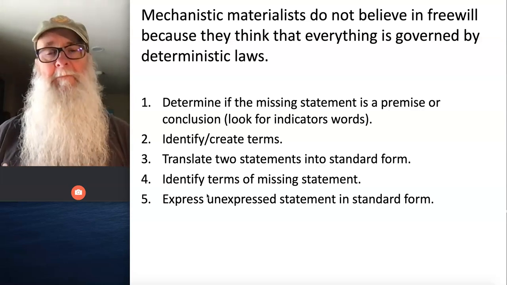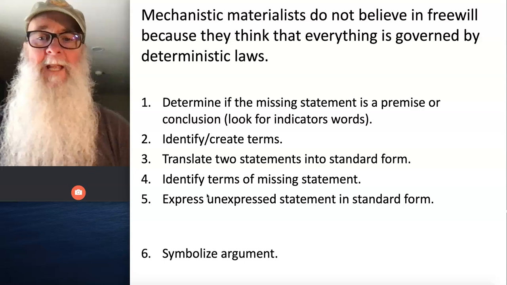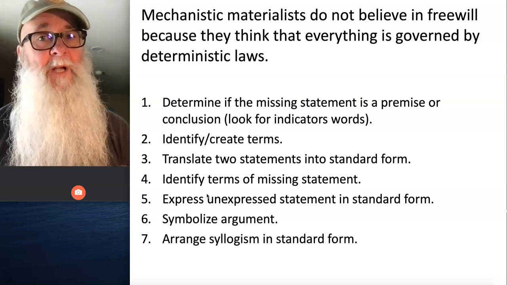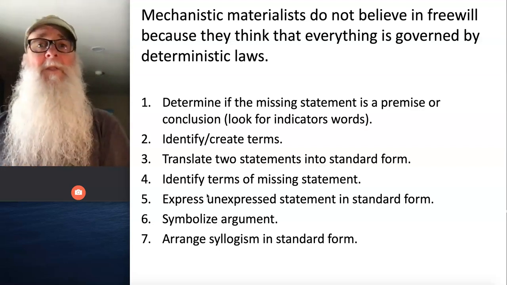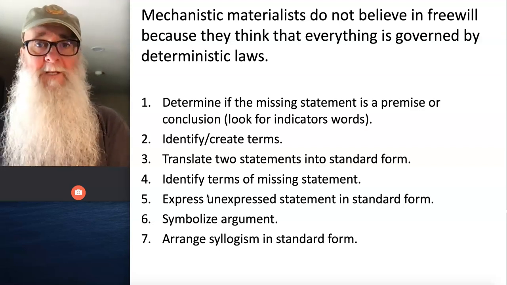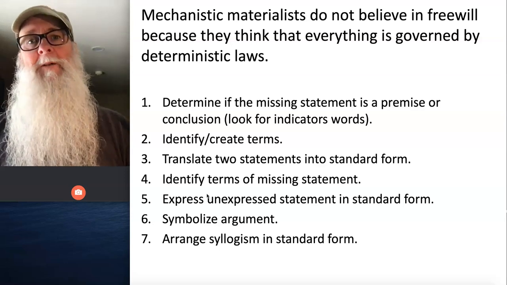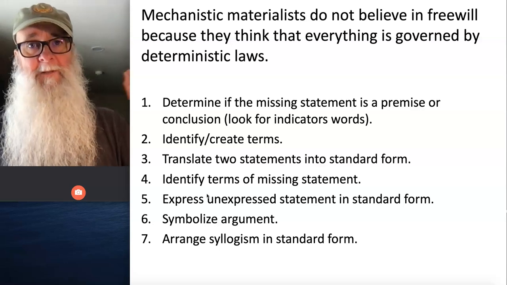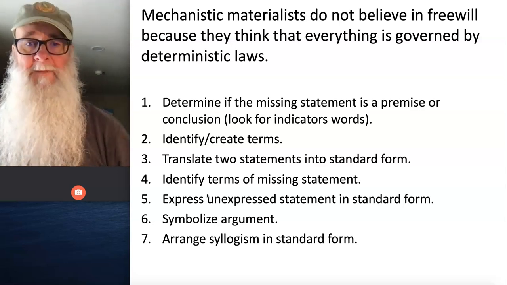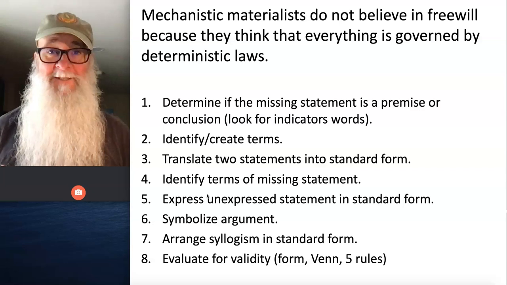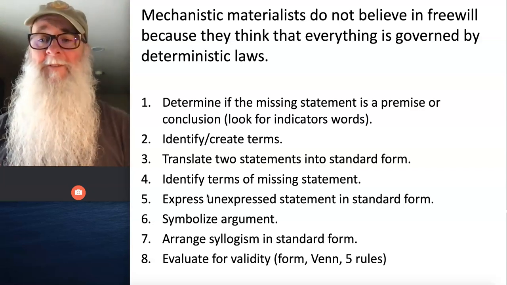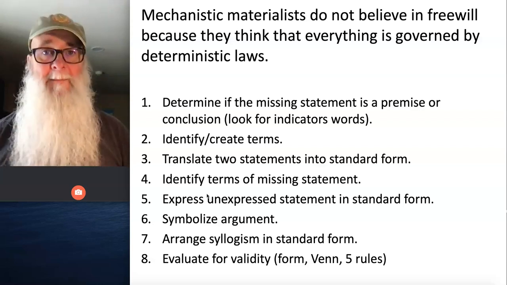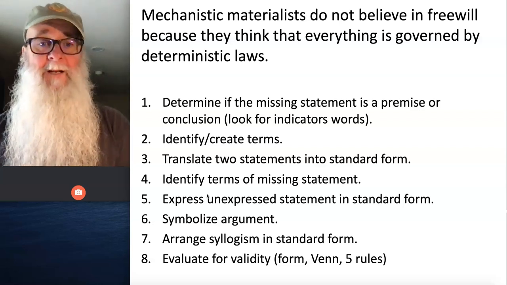We want to create that missing premise or that missing conclusion, and then we want to symbolize the argument if we haven't already done that, and make sure that we arrange the argument in standard form, because what we conclude the form of the argument is going to depend on us correctly arranging the premises so that the major term of the argument appears in the first premise and the minor term of the argument appears in the second premise. And then we get to do the fun stuff. We get to evaluate the argument for validity. Does the conclusion follow with logical necessity from the premises that we've now identified that make up the argument?